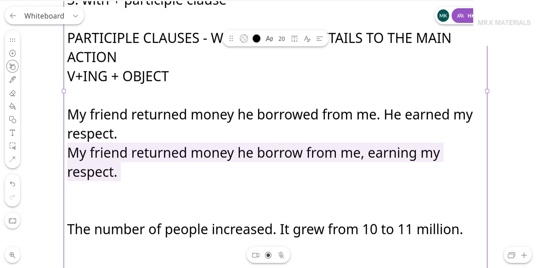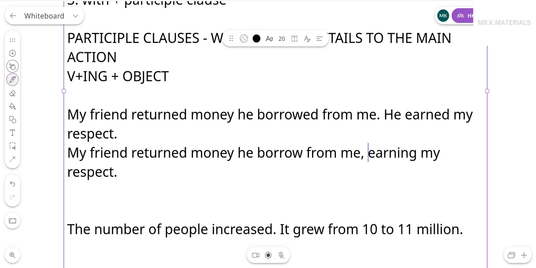Now, you see, even in translations, I'm not repeating the subject again. I'm not mentioning the subject again. So I don't say "he earning my respect." It just doesn't make sense, even in translation.